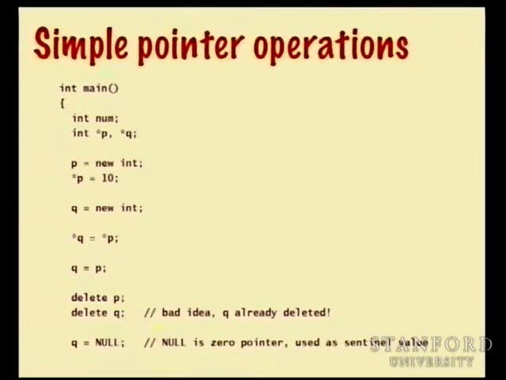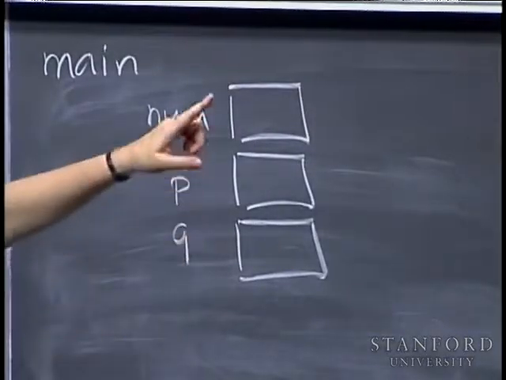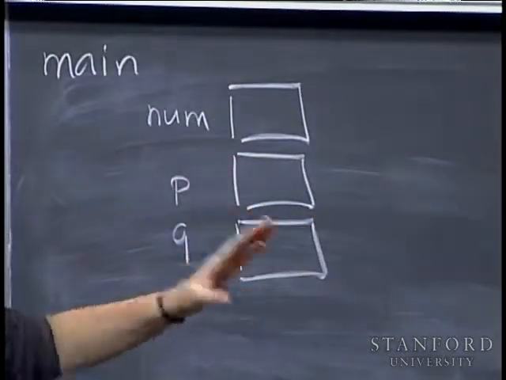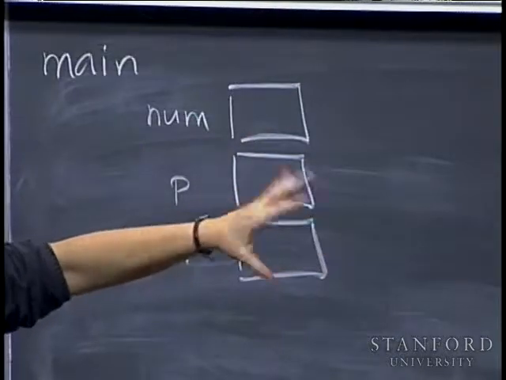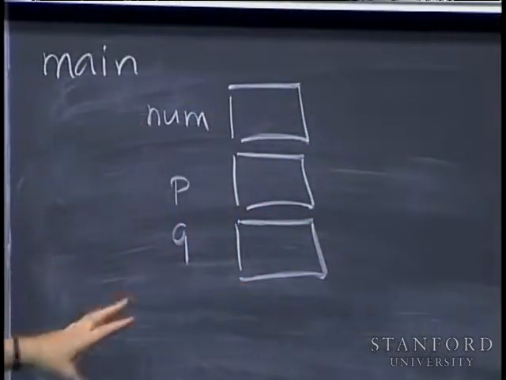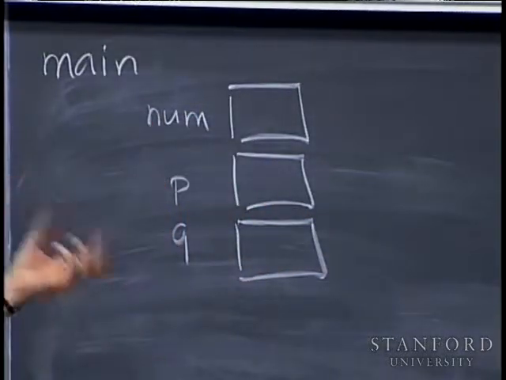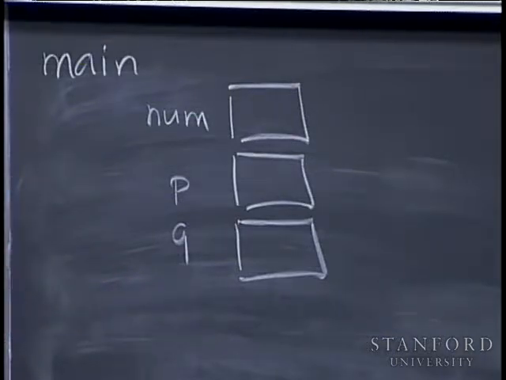So I've got a little bit of code that declares some variables, and I'm going to draw the same picture I had at the end. What does the stack frame for main look like? It's got an integer num, and it has two pointer variables, p and q. And those things all live in the stack. Stack variables are those that you declare as you open a scope, as you enter a function. Space for them is automatically allocated and deallocated. You never see explicit news or deletes on those.